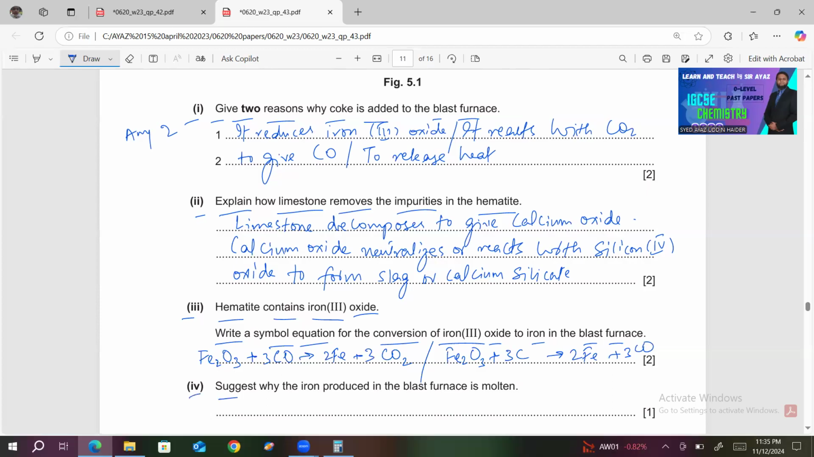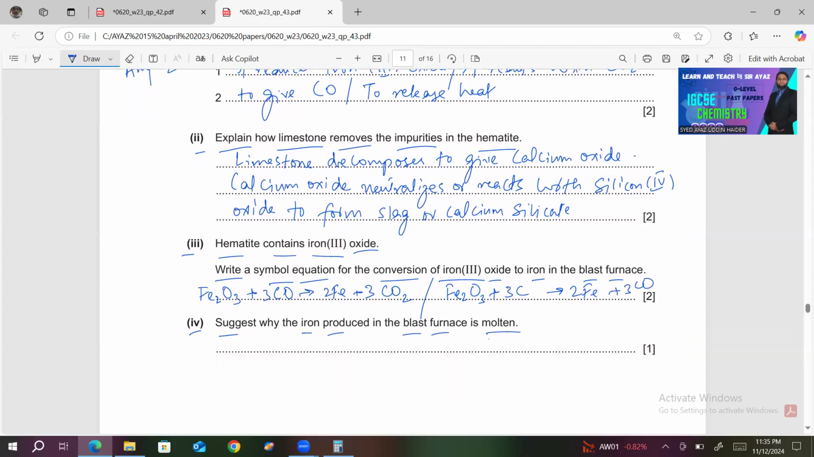Number 4, suggest why the iron produced in the blast furnace is molten. So the temperature in the furnace is above the melting point of iron.